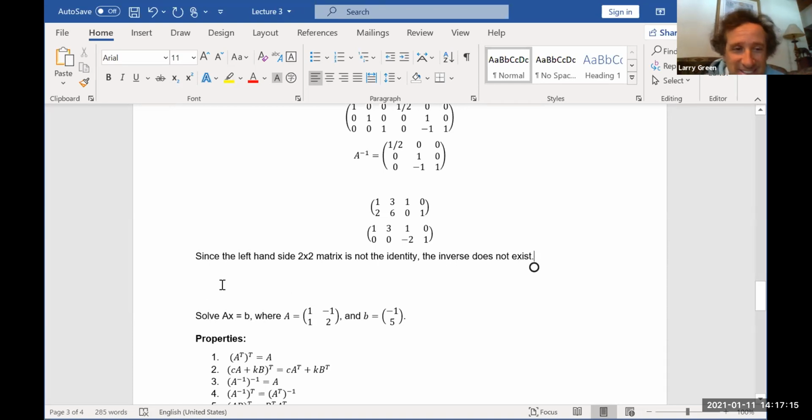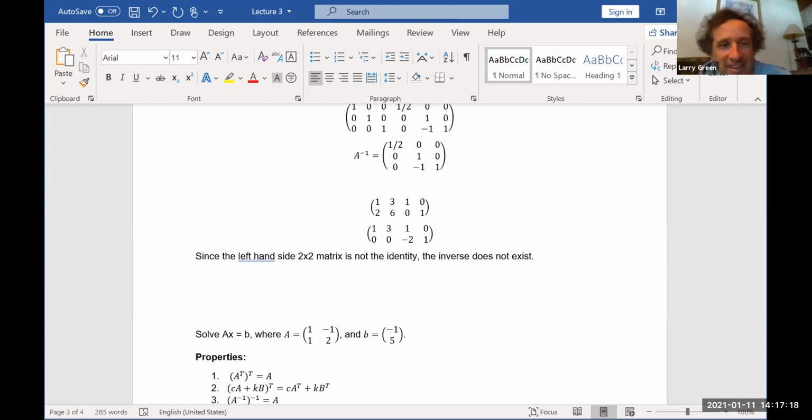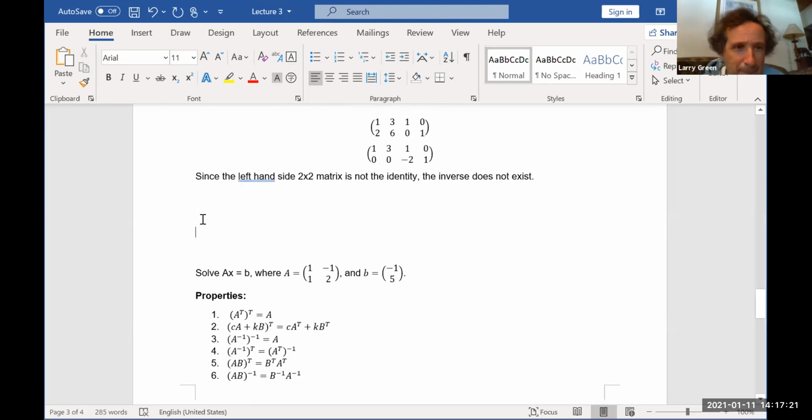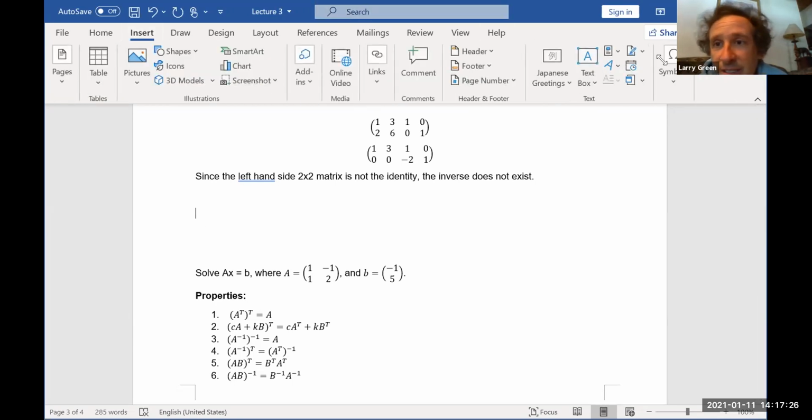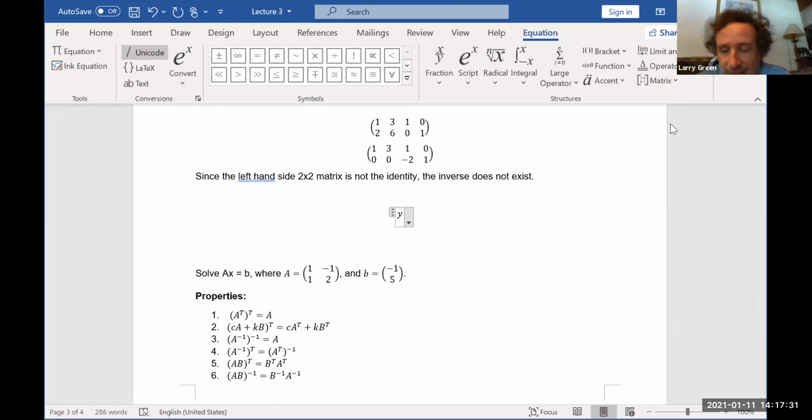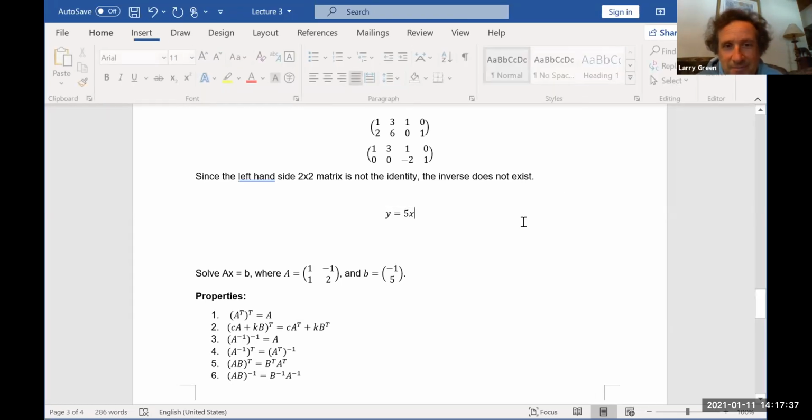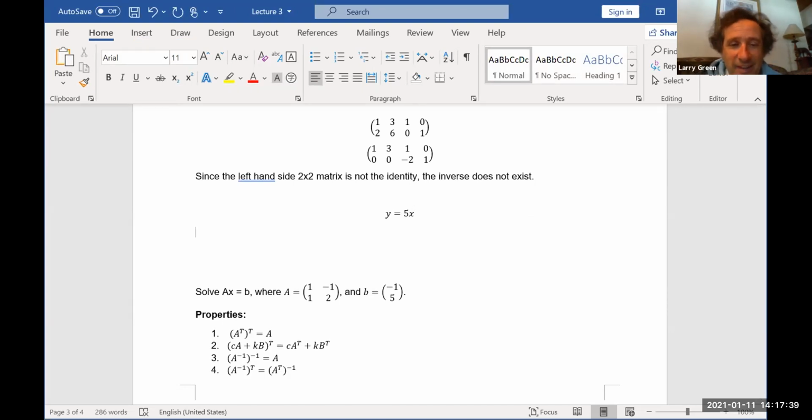Okay, I'm going to ask you a very easy question. If I gave you, let me insert an equation, y equals 5x, and I said, solve for x, what would you do? I promise this is easy. If you don't know it, then you don't belong in this class. x equals y over 5.